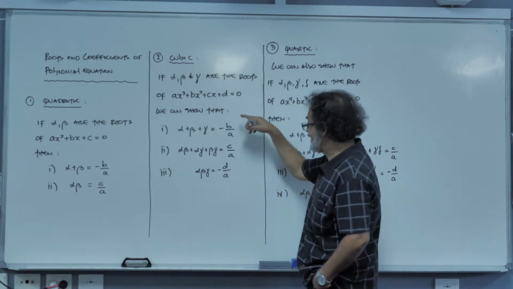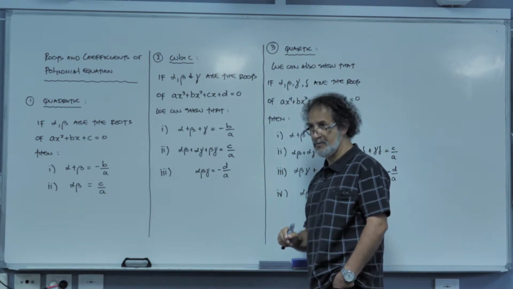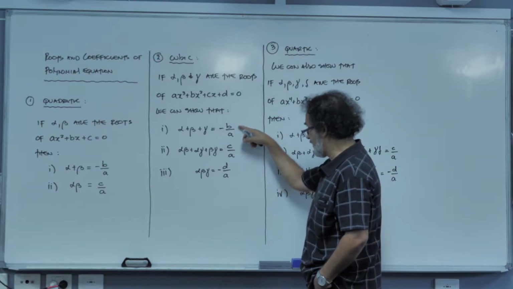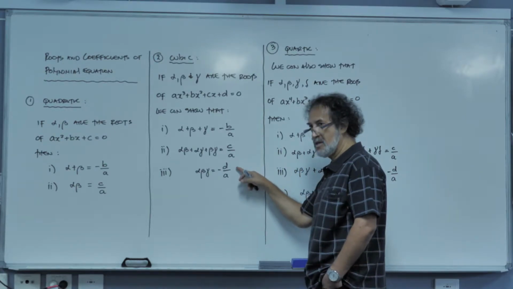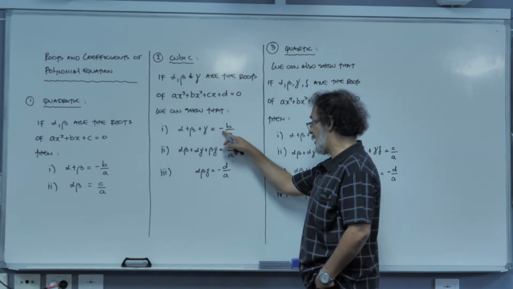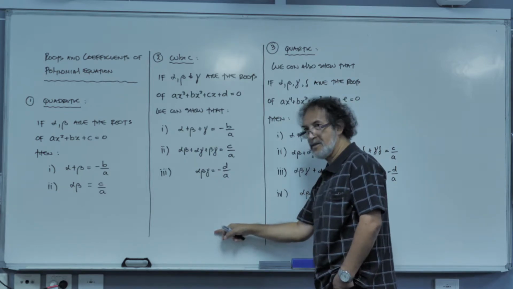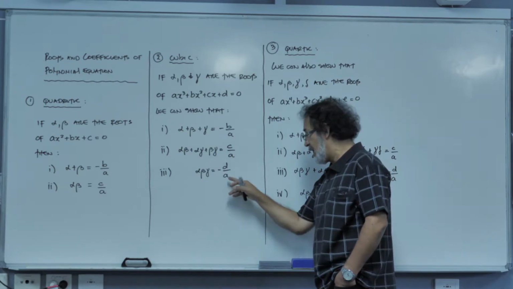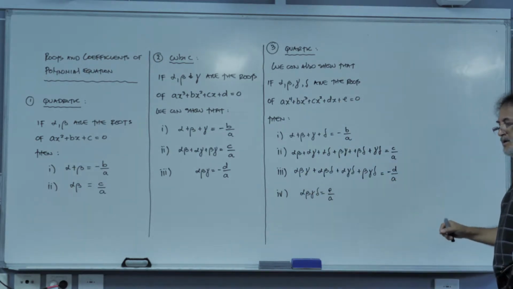Now, can you see any pattern in here? Yes, all over a. And can you see that they go in alphabetical order? So you go a, b, c, and d. And can you see that it alternates, negative, positive, negative, and if you keep going, it will keep the same pattern. And a will always be the denominator.